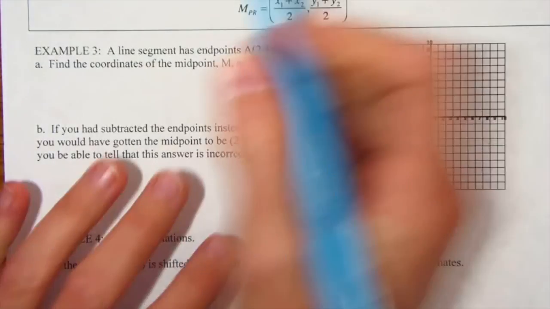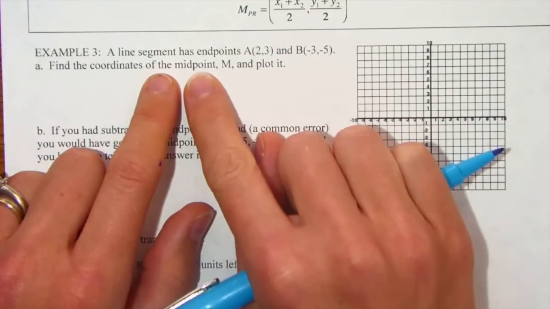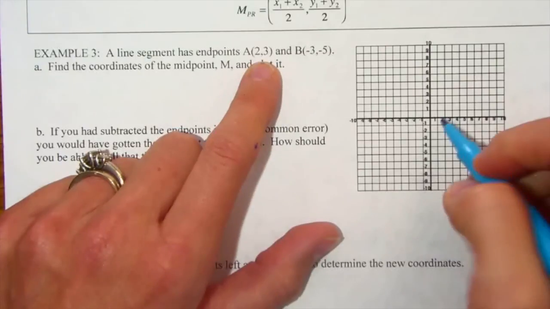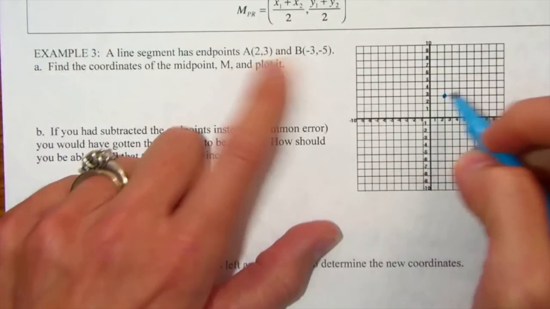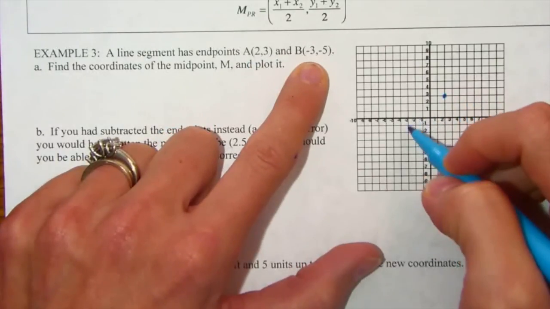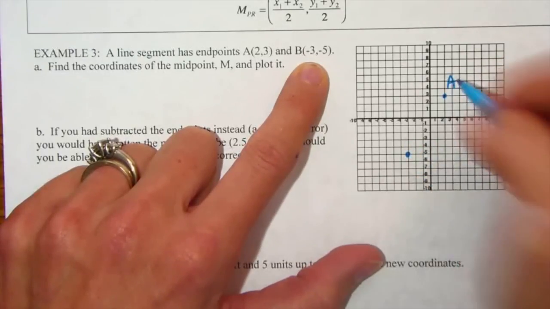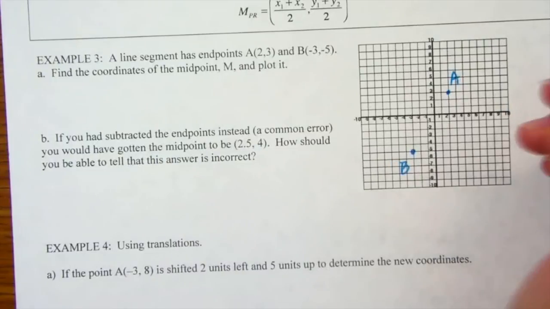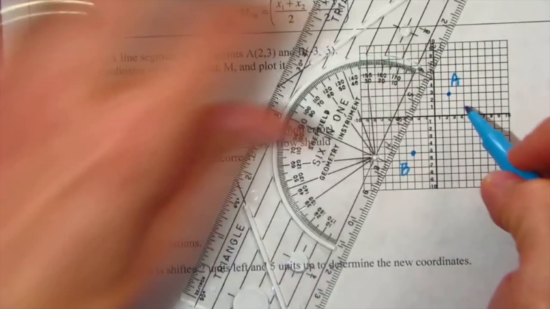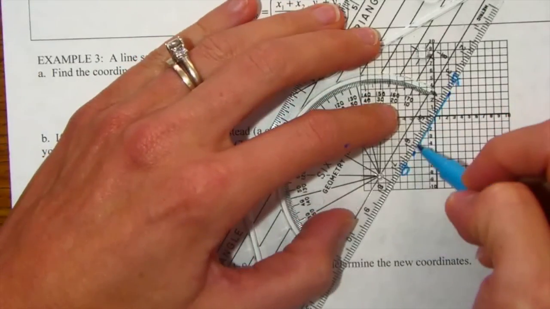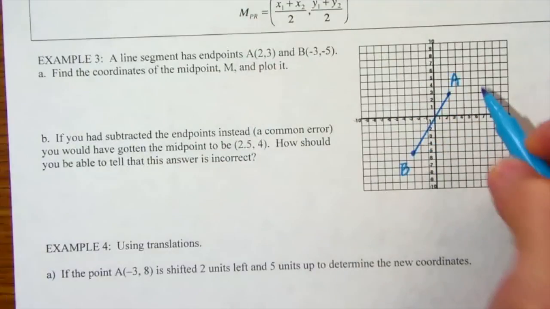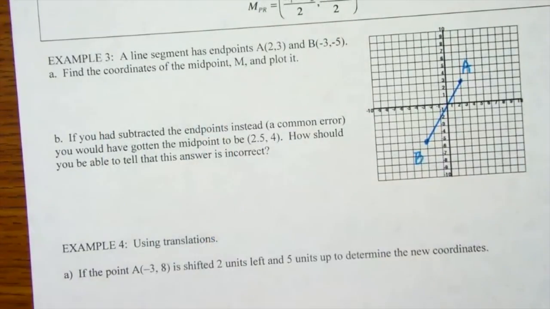All right, so we have this line segment with the endpoints 2, 3, and -3, -5. So this is A, B, and we're going to go ahead and draw that line segment. Okay. And we're going to find the coordinates of the midpoint, and then we're going to plot it.